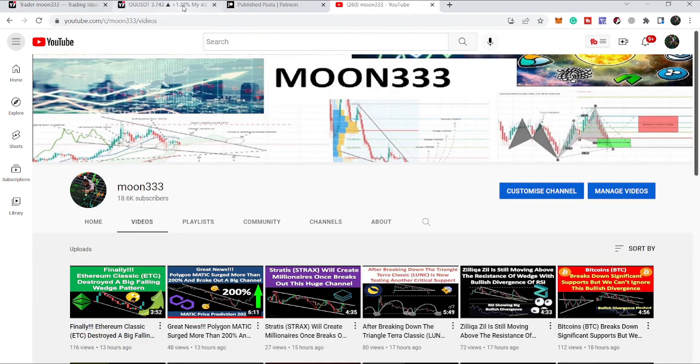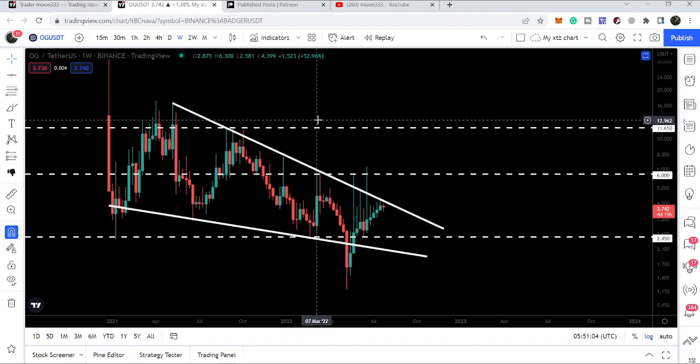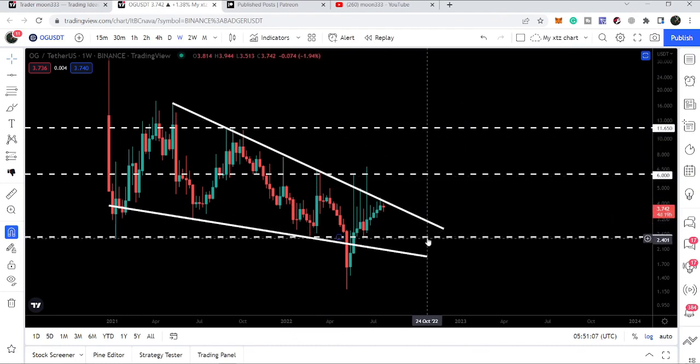In today's analysis, we will take a look at this big falling wedge pattern, and we will also watch some significant support and resistance levels on the weekly time frame chart as well.